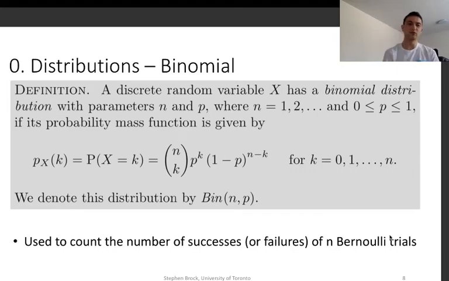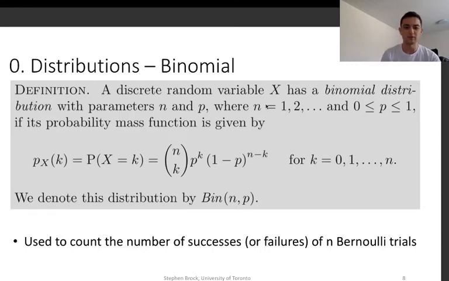Next, the binomial distribution. By definition, a discrete random variable x has a binomial distribution with parameters n and p, where n is any integer from 1 to infinity, and p is between 0 and 1, if its probability mass function is given by p sub x of k is equal to the probability that x equals k, which is equal to n choose k, times p to the power of k times 1 minus p to the power of n minus k, for k equal to 0 to n.